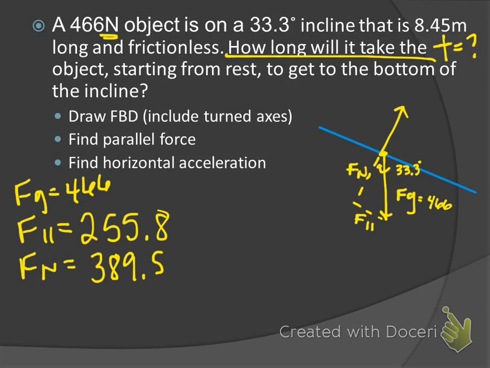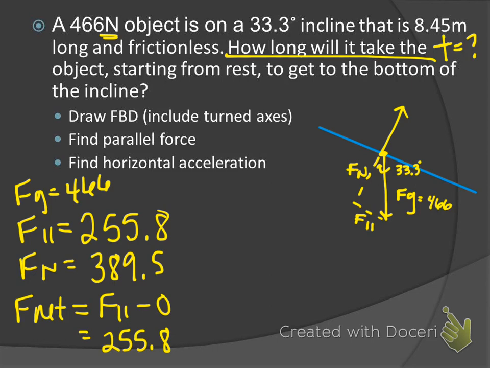Okay, so now we know we need to get acceleration. How fast is it accelerating down the incline? What's the only force pulling it down the incline? F net equals parallel. That's our positive horizontal force. There's nothing opposing it, right? No negative horizontal forces. So parallel is 255.8. My mass, how do I solve for mass?